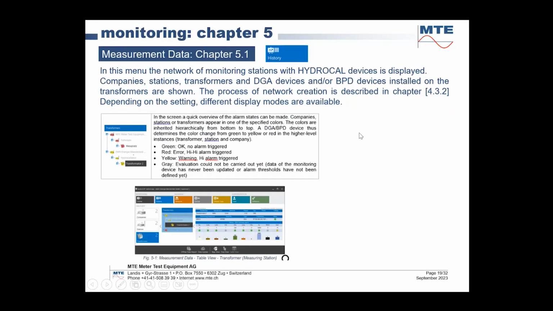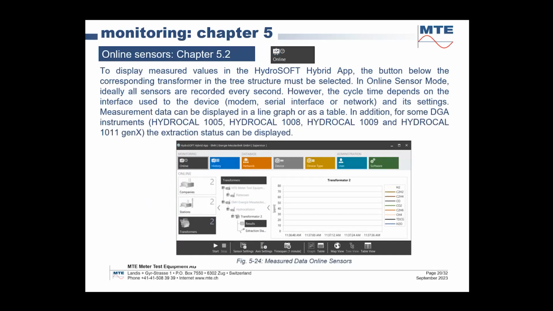On this history menu, you have, as I said, different possibilities for the view, and with the graphical view, you can copy to the clipboard, and with the table view, you can export the files to Excel or CSV files. Of course, in this menu as well, you get the diagnostic tools with a Duval triangle or the other diagnostic tools. The last menu on the left side is online.